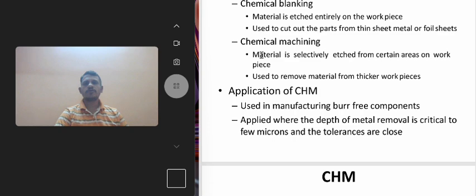Now we will be seeing about the applications of CHM. The chemical machining process is applied in a greater number of usages where the depth of metal removal is critical to a few microns and the tolerances are close. The major application of chemical machining is in the manufacture of burr-free components.